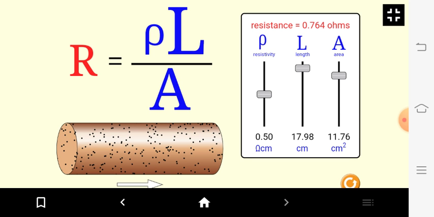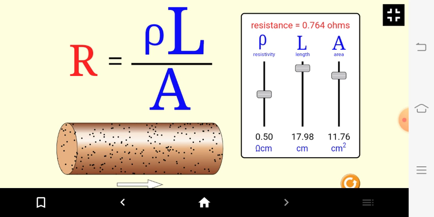There are four factors on which resistance depends, and there is one more quantity which is known as resistivity or specific resistance. We will learn about that as well through this simulation.